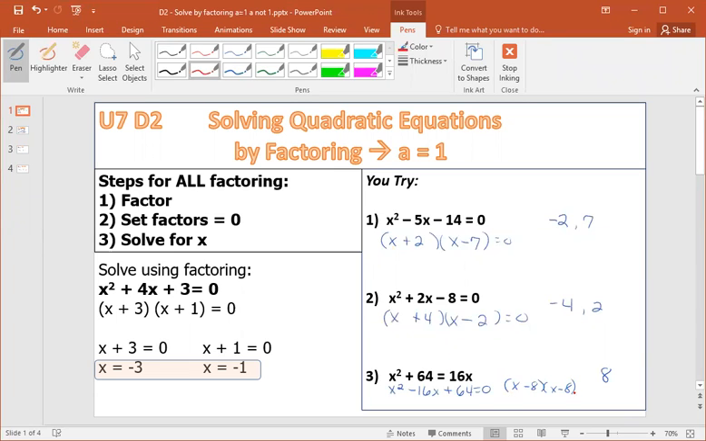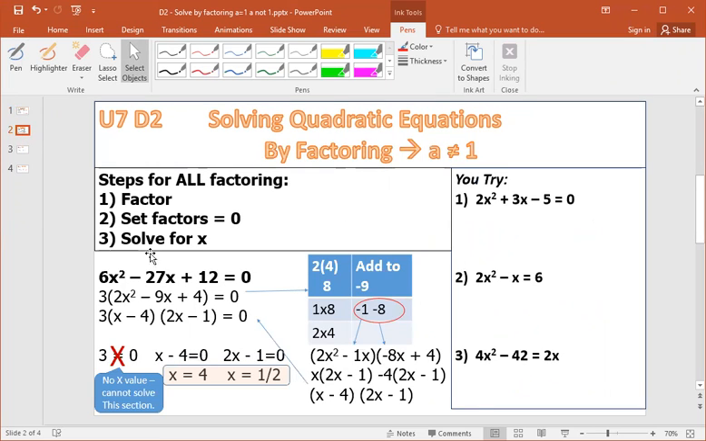Okay, so here, do not write 8 twice. We're only going to do it one time because it either hits 8 or it doesn't hit 8. Even though you have 2 factors, you would only list the unique solutions here.